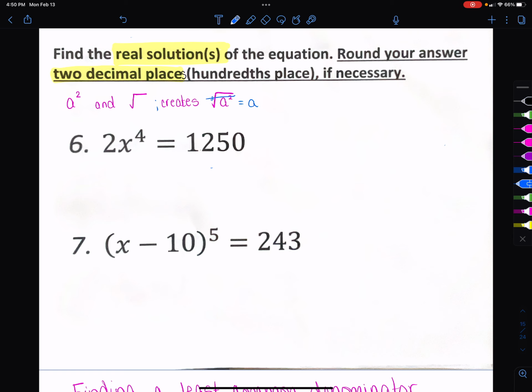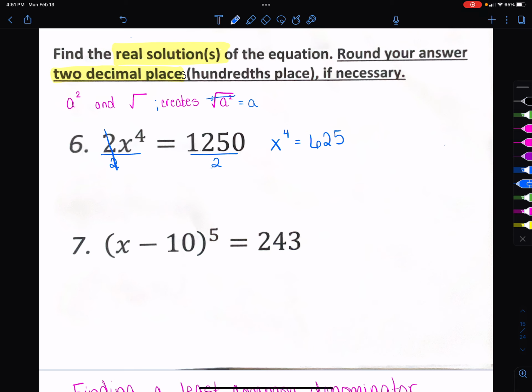Here I want to know what is the 4th degree touching. What is the power of 4 touching? It is only touching the x. So I can go ahead and get rid of that 2 by using the inverse operation. I'm going to divide this side by 2, divide this side by 2. So I am left with x to the 4th is equal to 625.